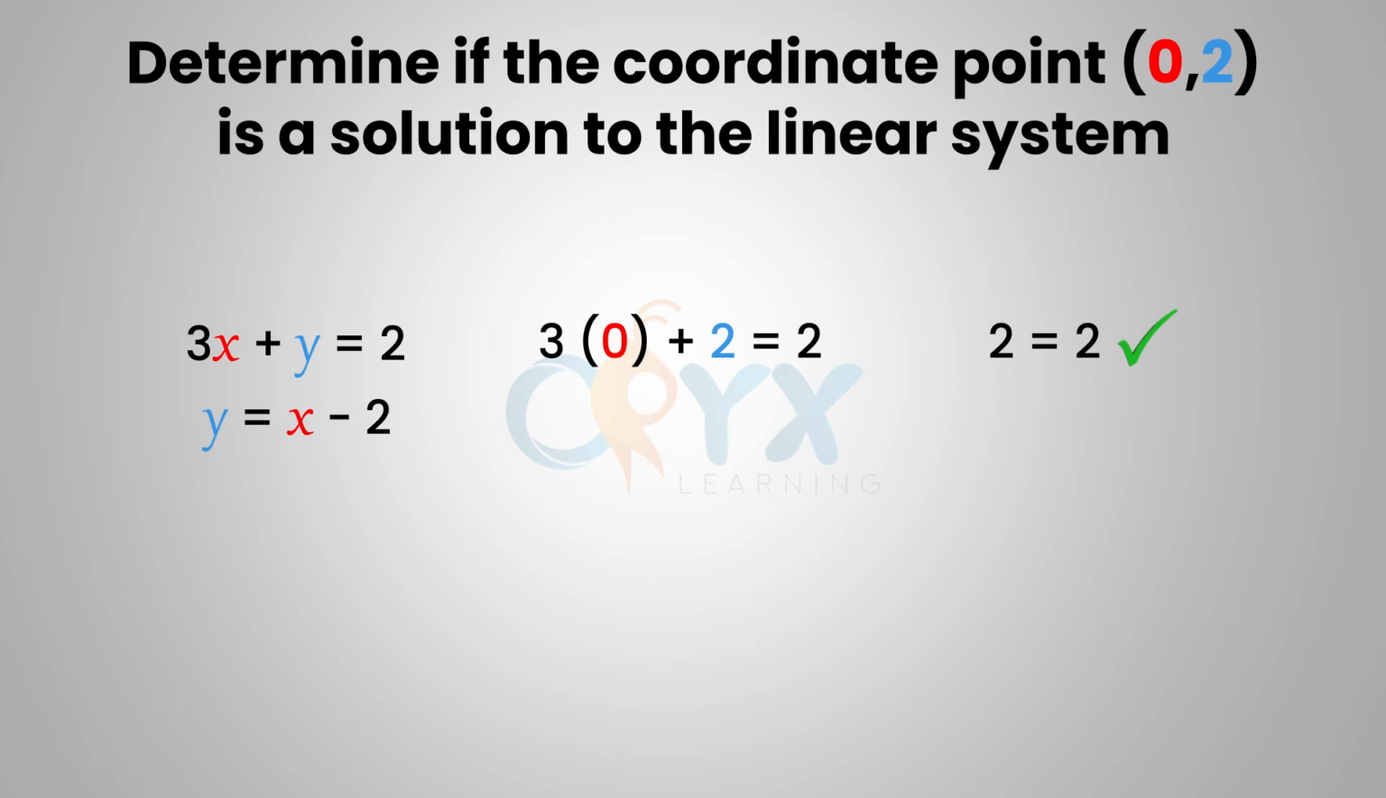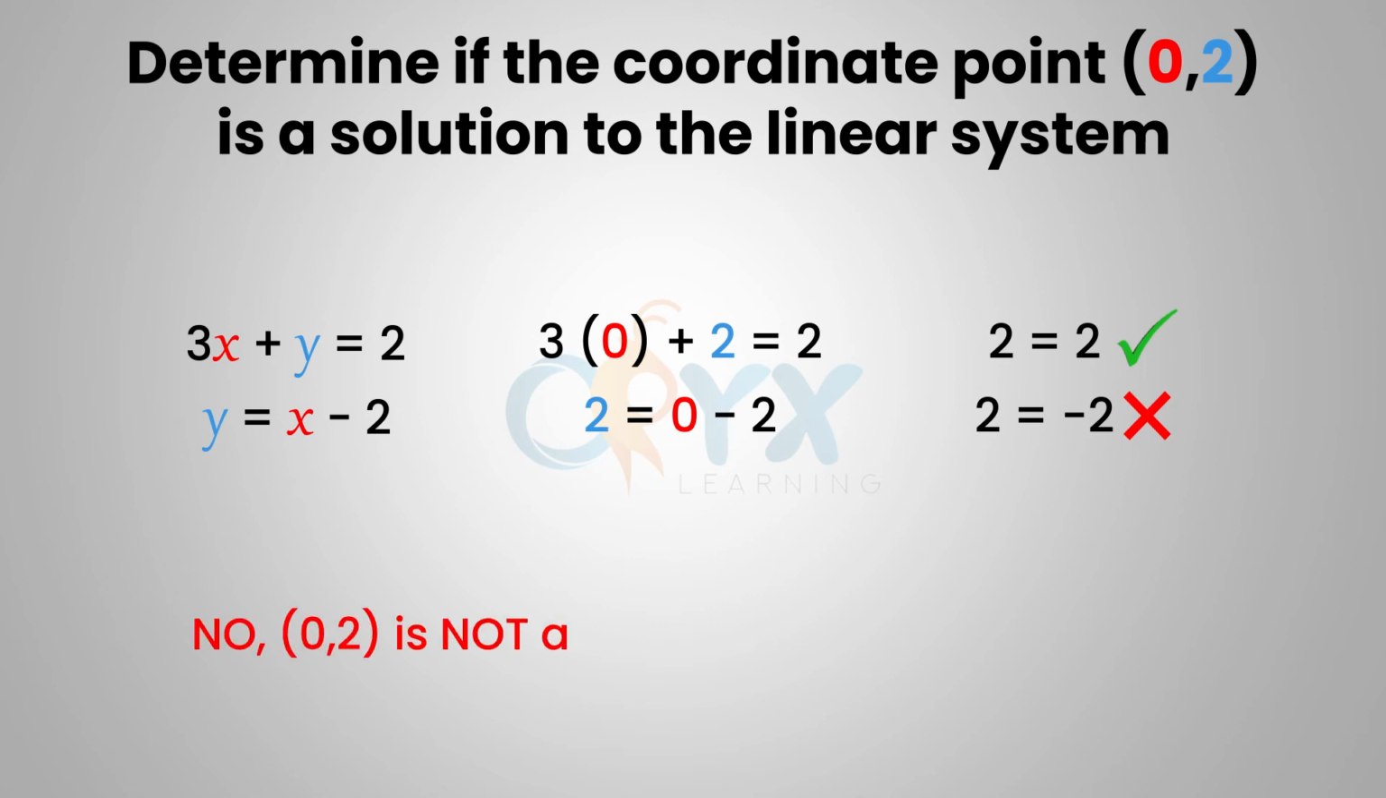In the second equation, I'll get 2 = 0 - 2, or 2 = -2. We know that 2 does not equal -2, so it does not satisfy the second equation. If the coordinate point does not satisfy both equations, then it is not a solution to the given system.